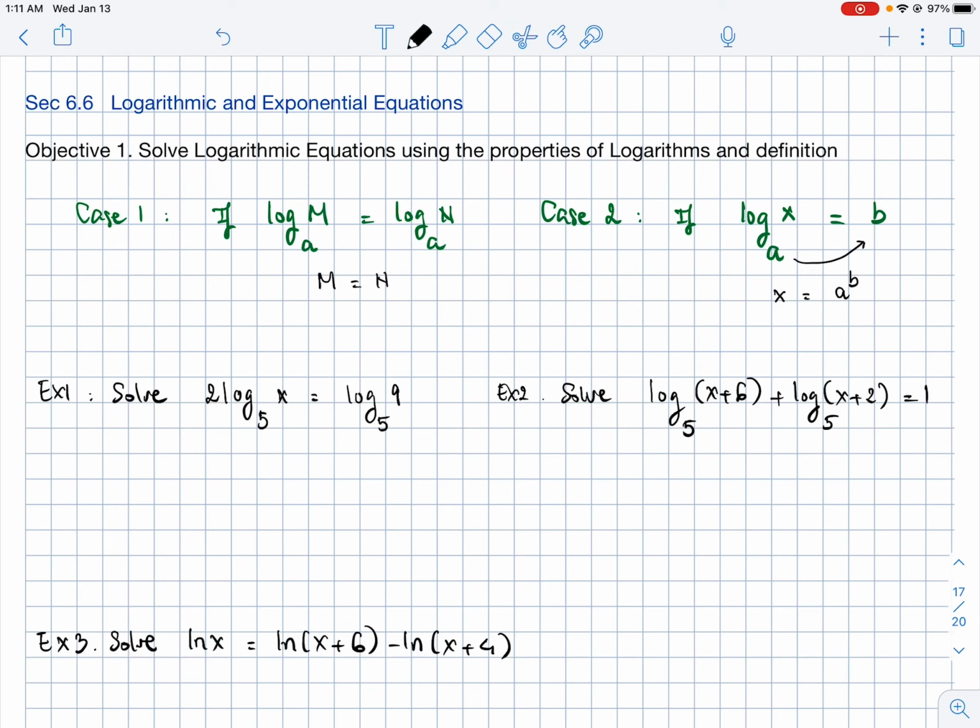In example number 1, I will use case 1 because the problem has only logs. But in example number 2, you have a number in the problem, so we will use case number 2. Case number 1 doesn't have a number in front of the logs. In our problem, we have a number 2 in front of the log. We can move the 2 up, so we can get rid of that 2.